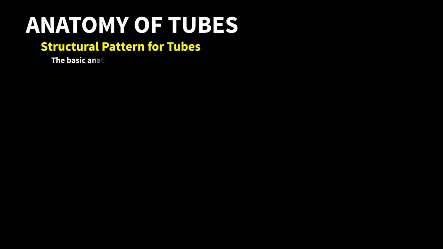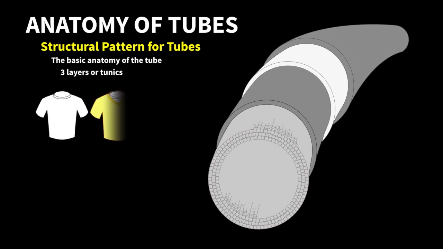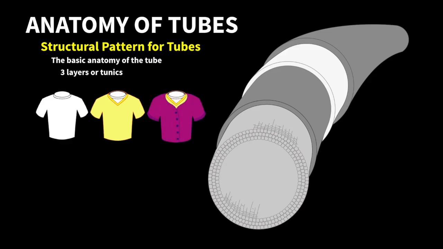As the first objective stated, all tubes share a rather simple basic structure. That shared structure is that tubes have 3 layers, or what we call tunics, of anatomy. The word tunic, which we will see often in the anatomy of tubes, simply means in Latin a garment of clothing. So just as we might wear various layers of clothing, tubes are comprised of 3 distinct structural layers of anatomy.